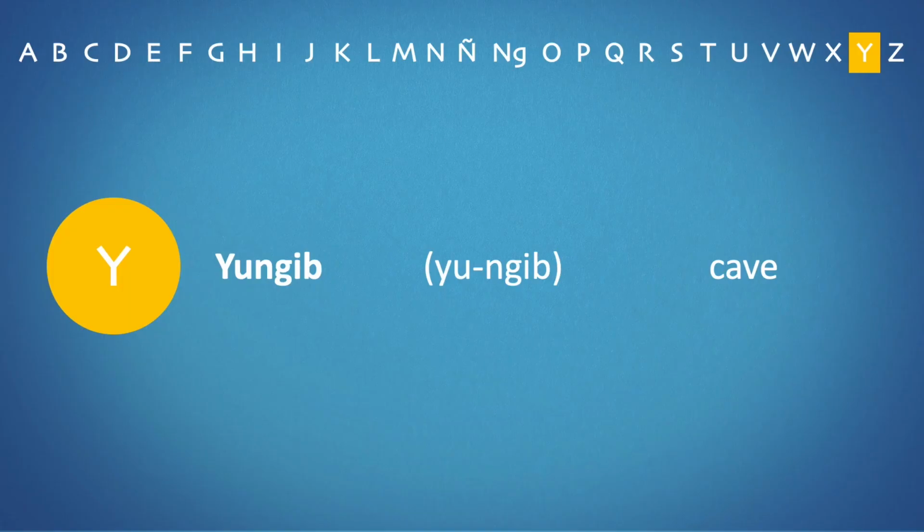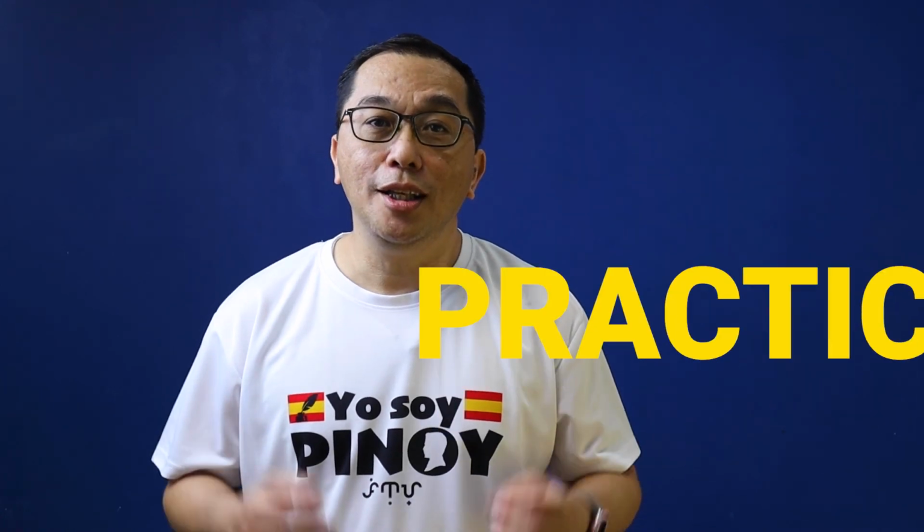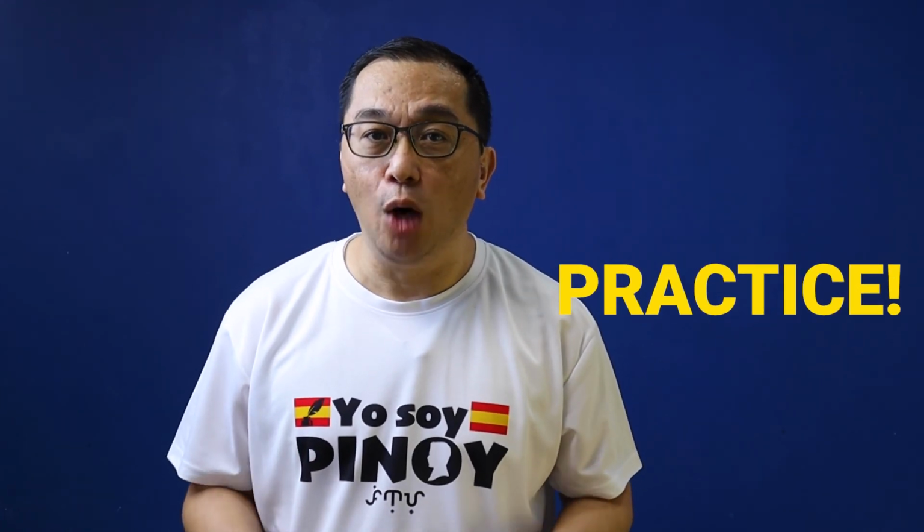Letter Y. Yungib, meaning cave. Letter Z. Zamboanga, a province in Mindanao Island. So, as you can see, pronouncing Tagalog words is very straightforward. What you need to do is to practice the Tagalog vowel sounds. Combining them with consonants would produce consistent sounds throughout the alphabet.